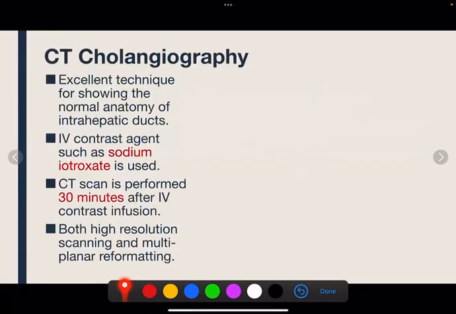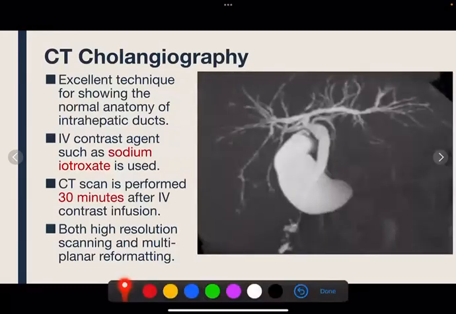The CT cholangiography is different from CT with contrast. This is an excellent technique to show the normal anatomy of the intrahepatic ducts. We give an IV contrast cholangiographic agent like sodium iotroxate. After 30 minutes, we can do the CT scan to visualize the biliary tree. This is also largely replaced by MRCP.